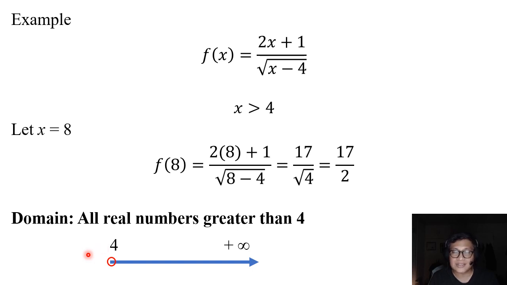If the value of your x is 0, definitely, because 0, class, is less than 4, this will not be possible because 0 minus 4 is negative 4 and the square root of negative 4 is undefined. In other words, it is an imaginary number. The result is plus or minus 2i, which is an imaginary number, class. So any number that is less than 4 is not possible, or even equal to 4.